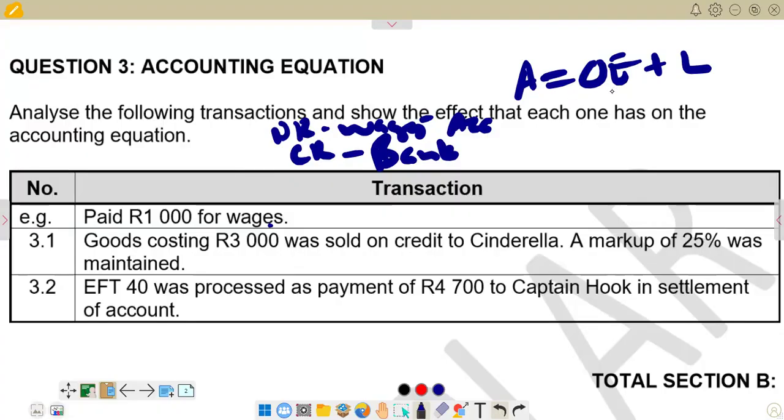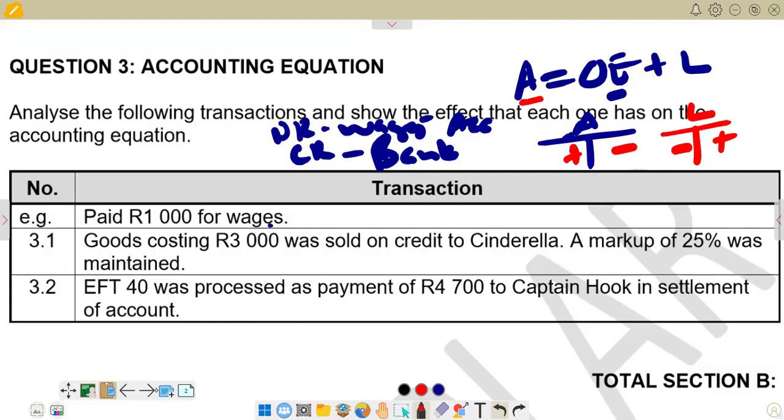So we're going to have a negative on our owner's equity, and also on the asset part of bank, we are crediting. Whenever we credit an asset account, it's a negative, but when we debit it, it's a positive, which is different from the liability account, where whenever we credit the liability account, it's a plus, and whenever we debit the liability account, it's a minus. In this case, we are crediting bank, so it's a minus, which means the asset is also going to be subtracted.